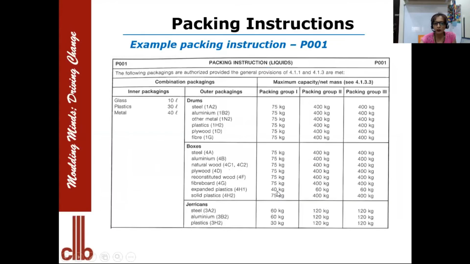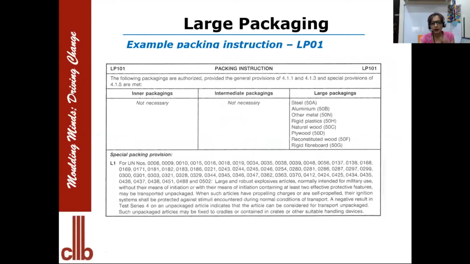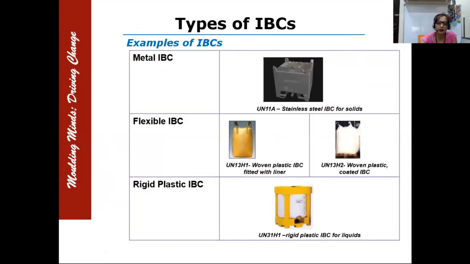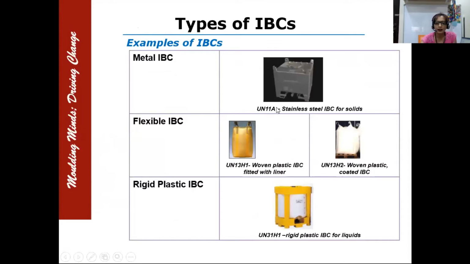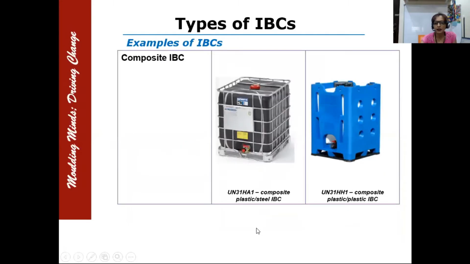And then when we come to LP instructions, I wanted to show you the type of IBCs. There you go. These are the types. So when you see 11, these are stainless steel IBCs for solids. 13 are flexible IBCs. Okay. 31 is specifically for liquid cargoes, the types of IBCs. Right.